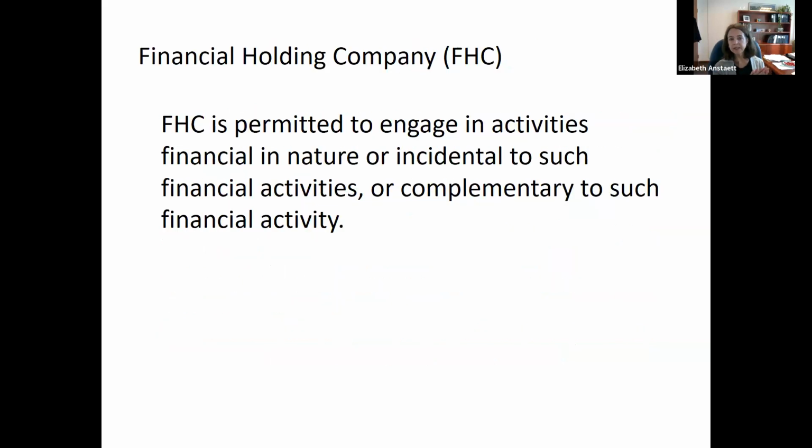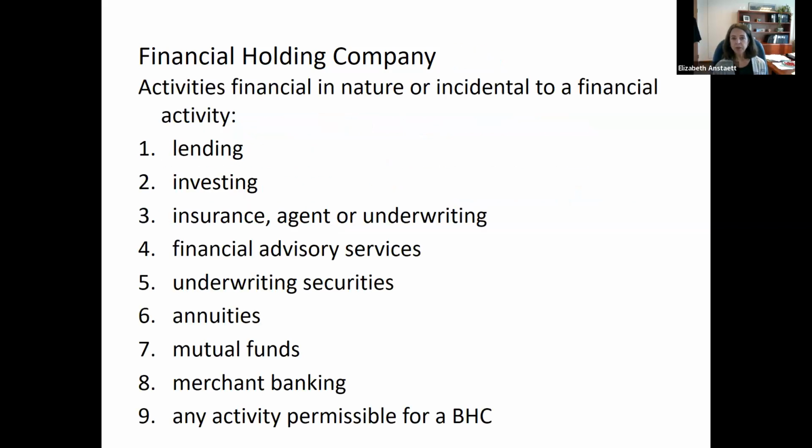So the additional activities are those financial in nature or incidental to such financial activities or complementary. So what we see is it's financial activities as opposed to only banking related. So still limited, but pretty significantly broader. And since that was 1999, I guess that's now been 24 years, 25 years, I suppose. You may not remember, but prior to then, under the same holding company, you couldn't have an insurance company or a brokerage firm because those aren't part of the business of banking, but they are financial in nature.